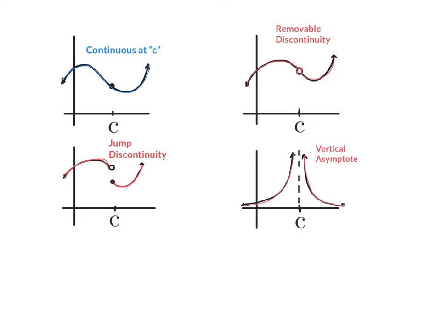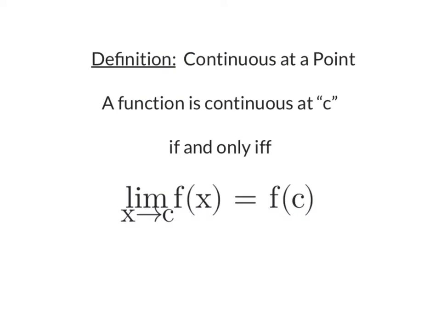Now, we've been able to identify the 3 main kinds of discontinuity, but we did it really just by using our intuition. We still don't have a definition of what it means to be continuous. And the actual definition involves a limit. For a function to be continuous at a point c, that will happen if and only if the limit as x approaches c of f of x is equal to f of c.